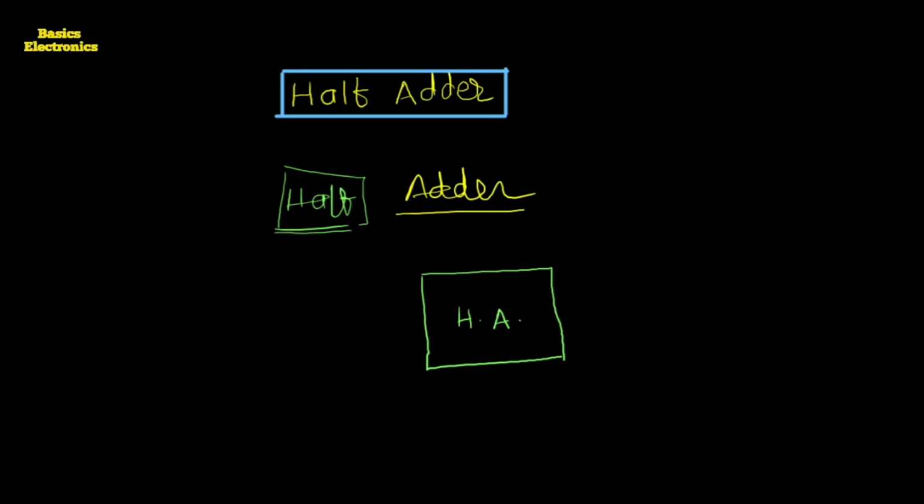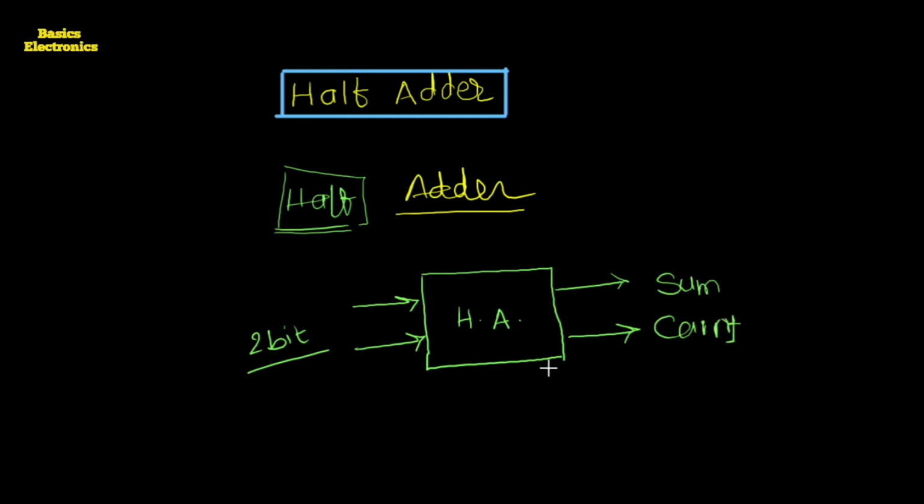This half adder has two inputs. These two inputs are the two bits which we have to add. Then it produces the output. Two outputs are there. The first output we call the sum, and the second output we call the carry. So we get two outputs here: the first is the sum and the second is the carry. Now this block we can use as the symbol of the half adder.